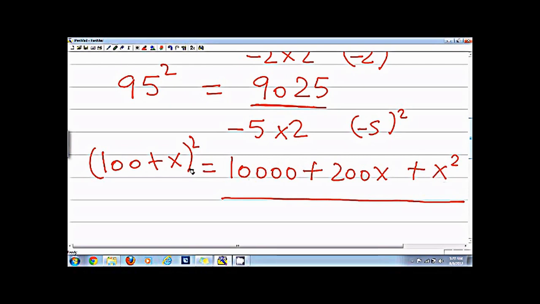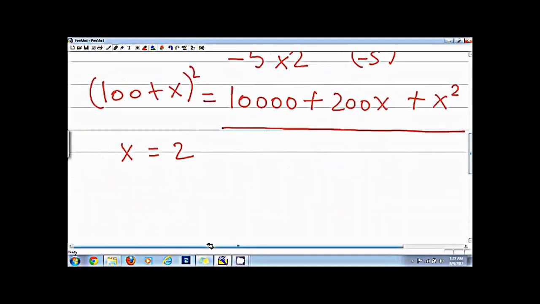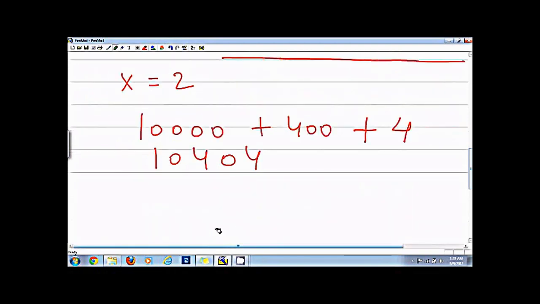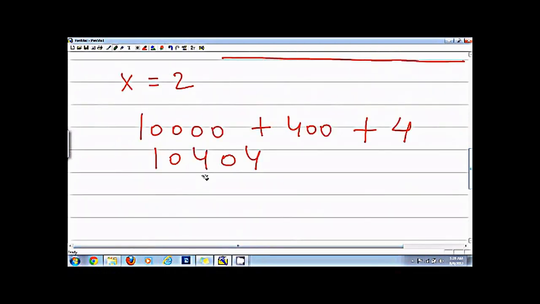So if x is equal to 2, then I'll say 10000 plus 400 plus 4, that is equal to 10404. So if you look carefully, this is the same as the trick. 4 is equal to 2 into 2, and this 4 is equal to 2 square. The same way I told you the trick.